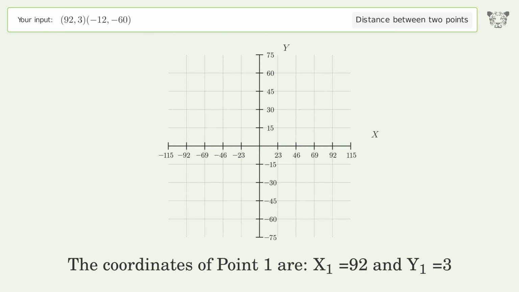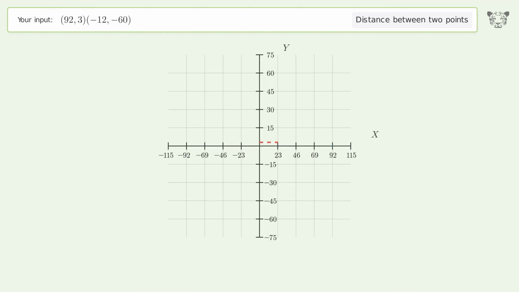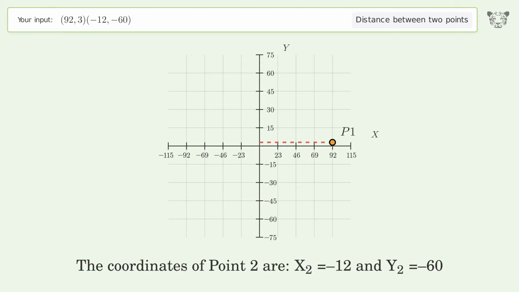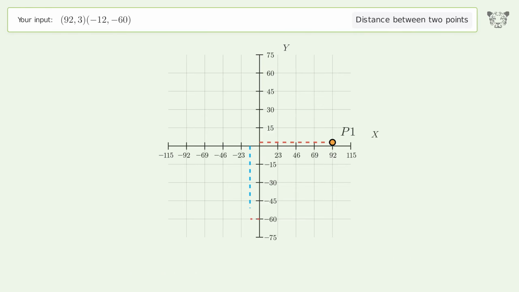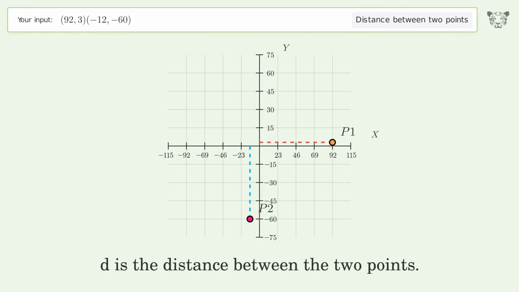The coordinates of point 1 are x1 equals 92 and y1 equals 3. The coordinates of point 2 are x2 equals negative 12 and y2 equals negative 60. D is the distance between the 2 points.